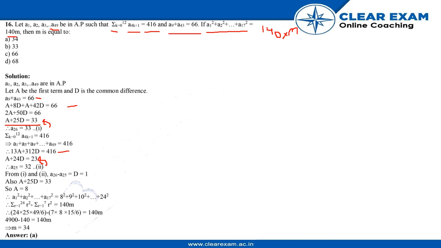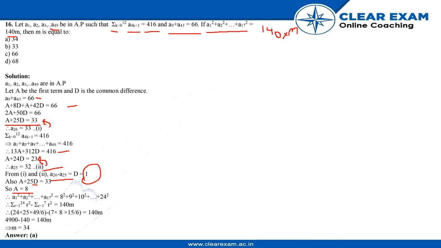From both the equations, first and second, we subtract: a26 minus a25 equals d, so we can find out that d equals 1. Also, a plus 25d equals 33. We know that d is 1, so a equals 33 minus 25 into 1, which is 33 minus 25. So a equals 8.